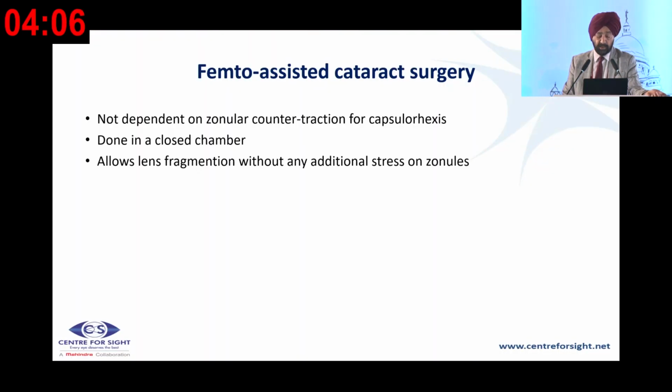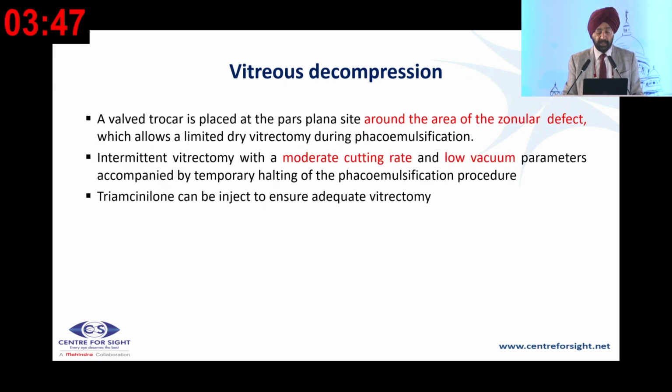Now let us just say what were the advantages. It was not dependent on zonular counter traction for capsular access. That is the most important thing. If you are doing a needle capsular access, there has to be a counter traction. The entire capsulotomy can be done in a closed chamber, and it allows lens fragmentation without any additional stress on the zonules.